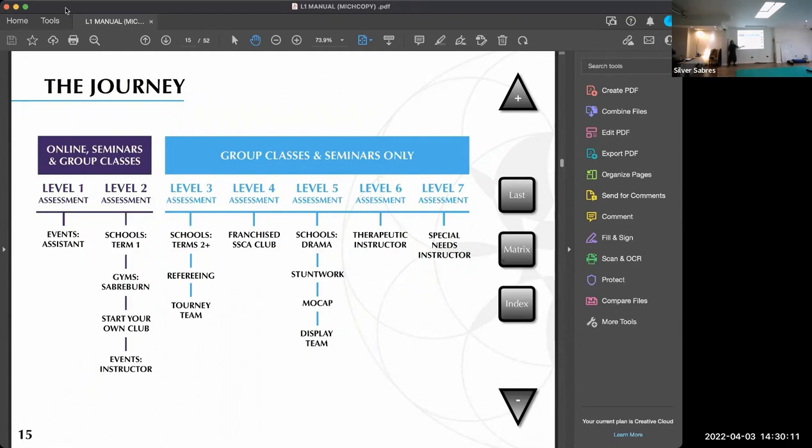Level 6 allows you to be a therapeutic instructor. This means someone phones you up and says, I fell off a ladder, I've been in hospital for 6 weeks, I need to learn how to walk again. You are now qualified and insured therapeutically to take them on that journey. Right? Level 7, special needs instructor.